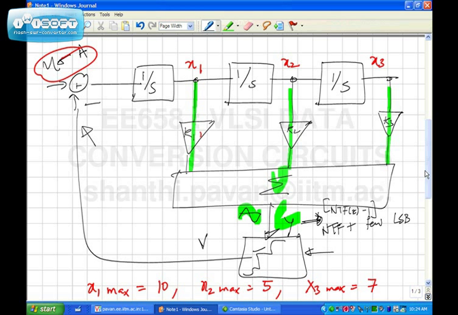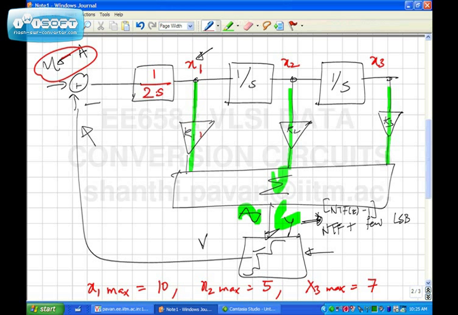If I want to reduce the signal amplitude here by a factor of 2, x max 1 was 10. I want to make it 5. So if I want to reduce the signal amplitude here by a factor of 2, what should I do to the gain of this block? I should multiply it by half. Correct? Okay, so let me do that. So I will multiply this by a factor: what was originally 1 over s, I will make it 1 over 2s.